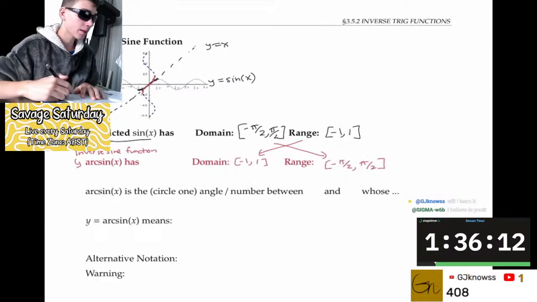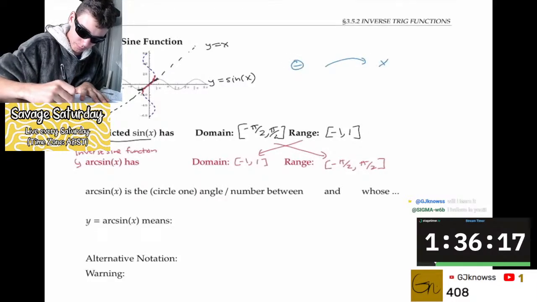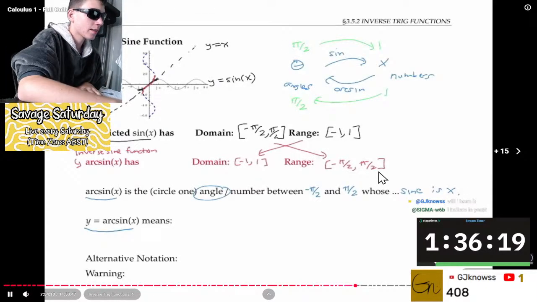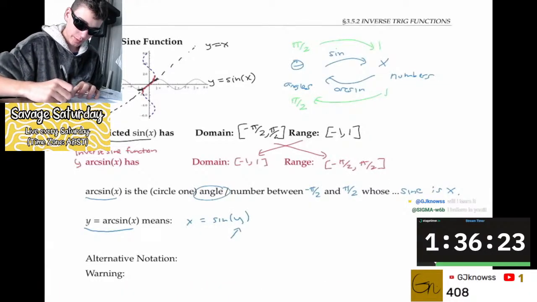Now an inverse function undoes the work of a function. So if the function sine takes angles to numbers x, then the inverse sine, y equals arc sine x, means that y is an angle whose sine is x. There are many angles y whose sine is x, right? They all differ by multiples of 2 pi. We specify also that y is between negative pi over 2 and pi over 2. That was the whole point of doing this domain restriction.